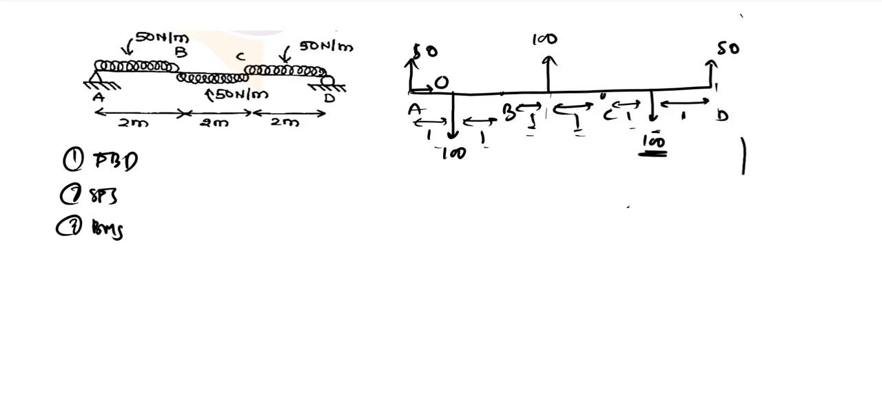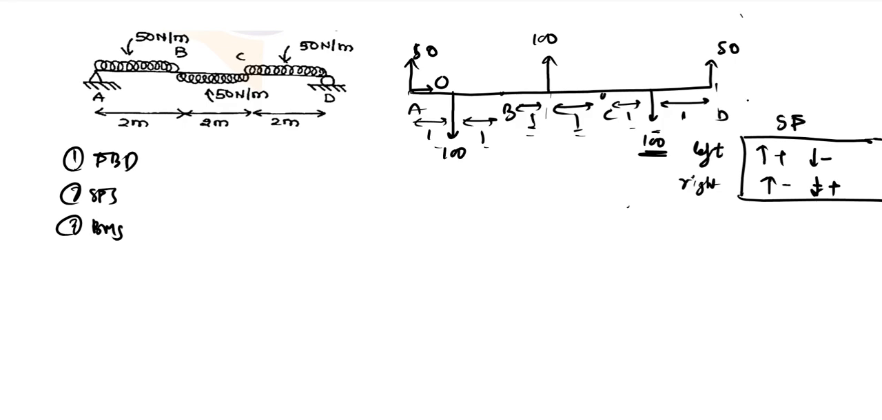For that, you need to understand the sign convention, and you need to follow it. You cannot change this according to yourself. Whenever you are considering forces on the left, consider upward forces as positive and downward forces as negative. And whenever you are considering forces on the right, consider upward forces as negative and downward forces as positive. So this is the sign convention for shear force. What do I mean by that? Let us see shear force just right of A.